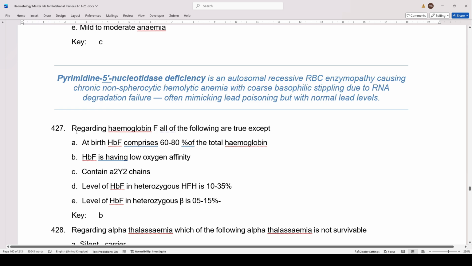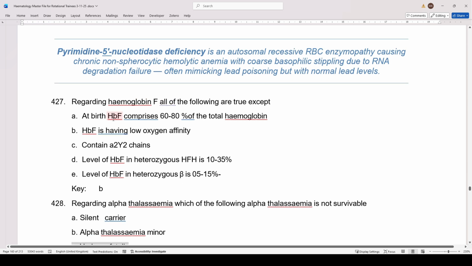Next is regarding hemoglobin F. All of the following are true except: at birth HbF comprises 60 to 80% of the total hemoglobin. It is right. It will start switching over to hemoglobin A at 6 months of age. Hemoglobin F is having low affinity for oxygen. No, HbF has high affinity for oxygen. It shifts the curve to the left. You have seen the oxygen dissociation curve, so it will move the oxygen dissociation curve to the left.